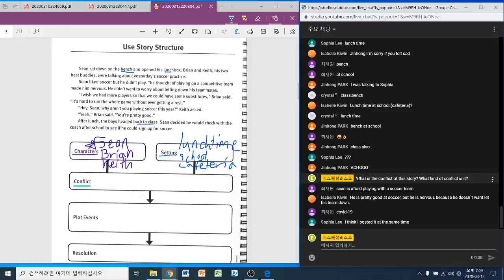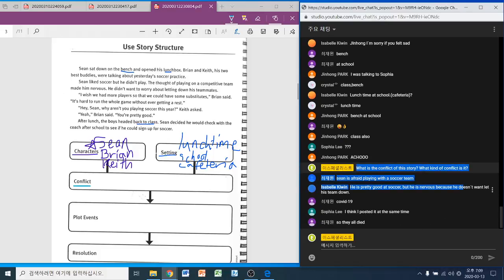Everybody answer the question. What is the conflict of the story, and what kind of conflict is it? What is the problem here? What kind of conflict? Is it character versus character, character versus self, character versus nature, character versus society, or character versus fate?